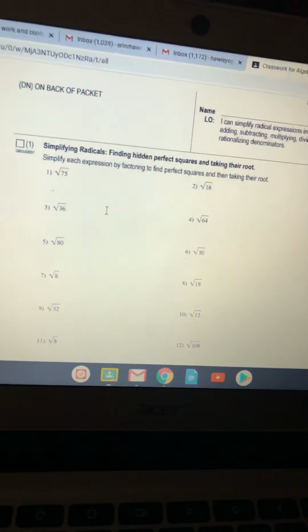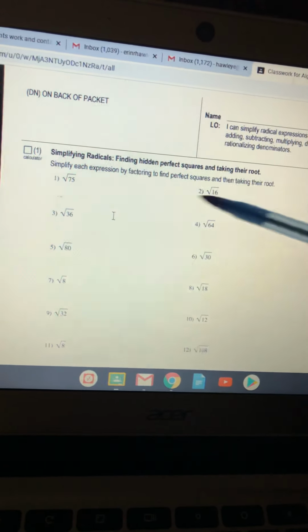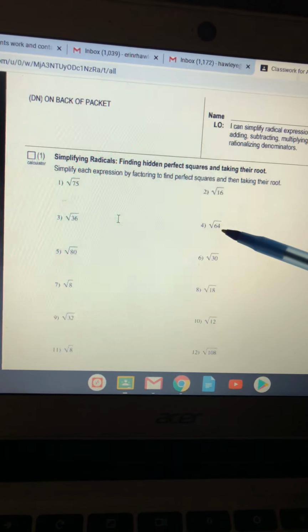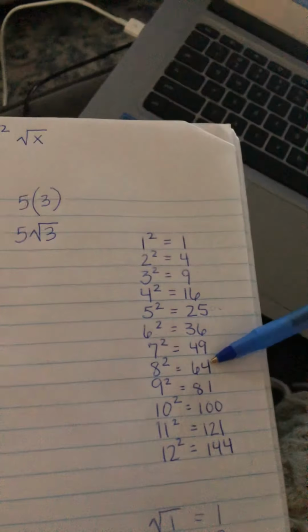Looks like that's pretty much the most simple that it's going to get because these are all perfect squares. The square root of 64 is 8. You can see that here. Square root of 64, 8.